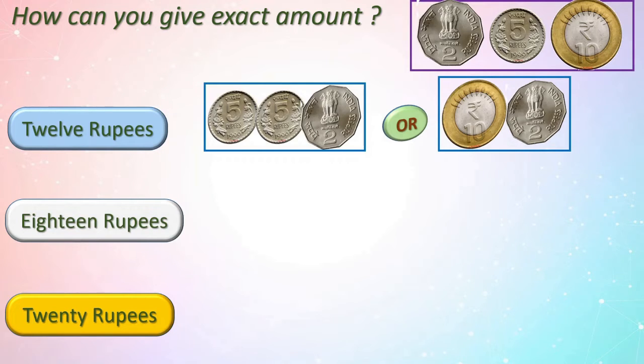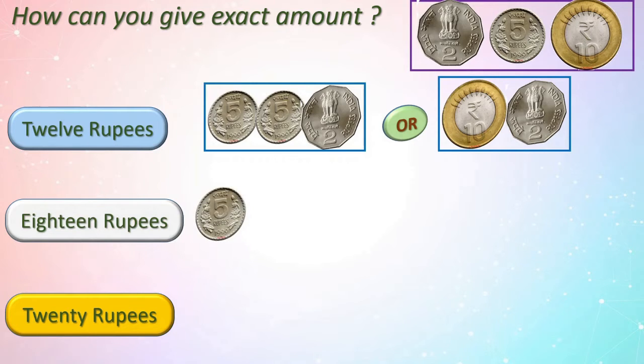Yes, one more way is there. Can you tell me? Yes, very good. You can use 2 rupee 6 coins. Very nice. That also equals 12 rupees. Very nice. Now 18 rupees.